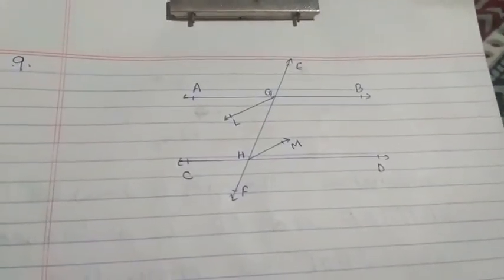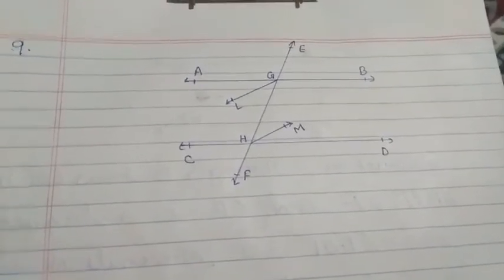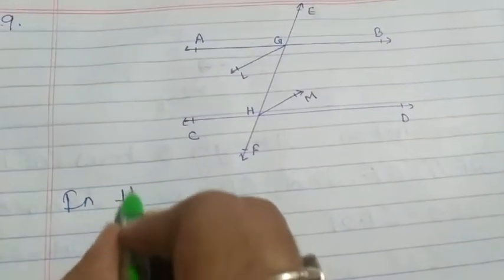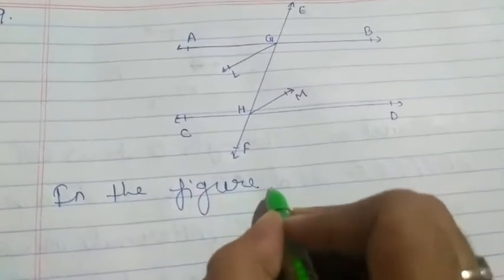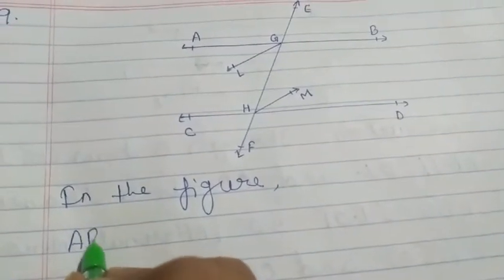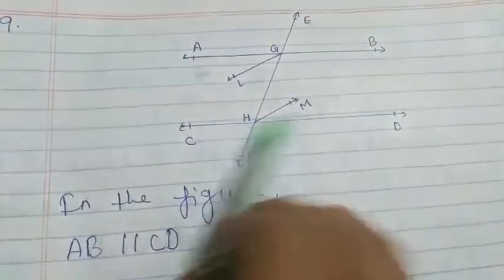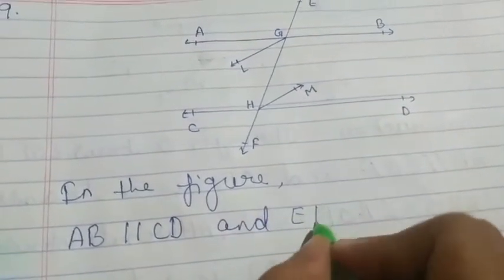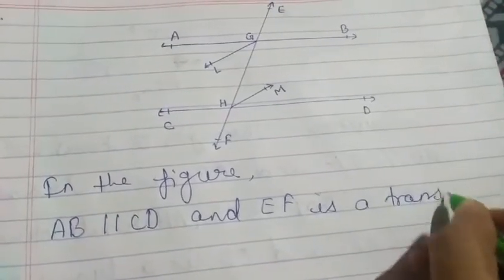So what you have to do? Just write down the information whatever given in the question. So information is given that in the figure, AB parallel to CD. First information, AB parallel to CD, and EF is a transversal.